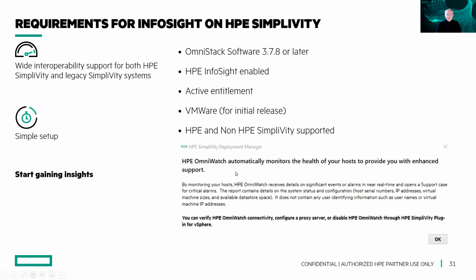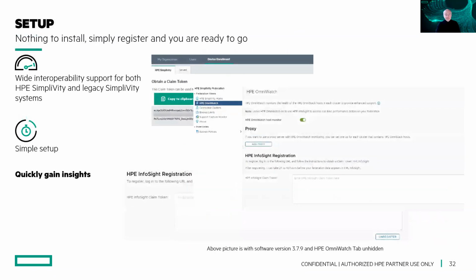Well, initially there was a phone home functionality within SimpliVity called OmniWatch. And OmniWatch was collecting data from SimpliVity and sending it to an OmniWatch database, and then the SimpliVity engineers could take a look at it. Well, now all this information is being sent not only to OmniWatch, but also to InfoSight. You just need 3.7.8 or higher, and then all the information arrives in InfoSight as well. And then you get the same experience.